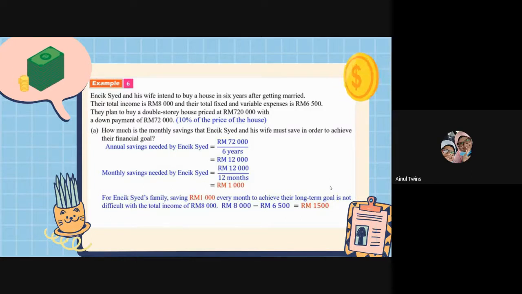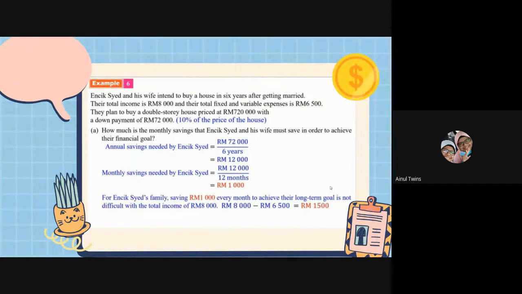So let us see question A. How much is the monthly saving that Encik Said and his wife must save in order to achieve their financial goal? Okay, first we have annual savings needed by Encik Said. Annual saving means the saving of a year. So 72,000 ringgit divided by 6 years because they want to buy the house in 6 years, and we get 12,000 ringgit. And for monthly savings needed by Encik Said is 12,000 ringgit divided by 12 months. So we get 1,000 ringgit.